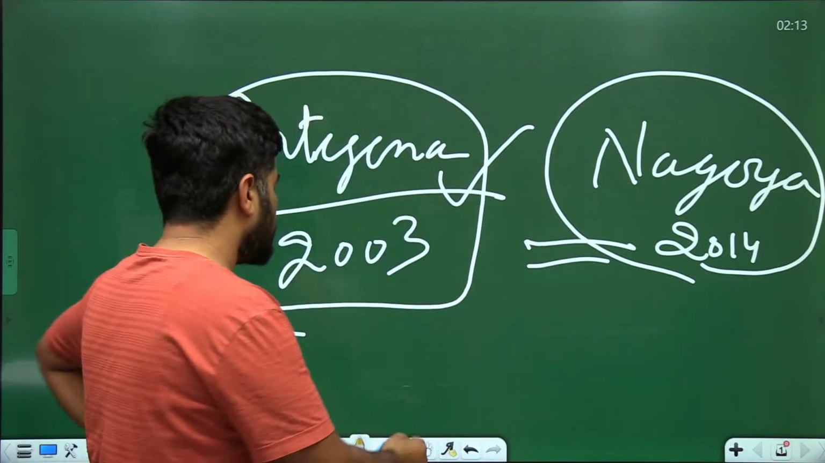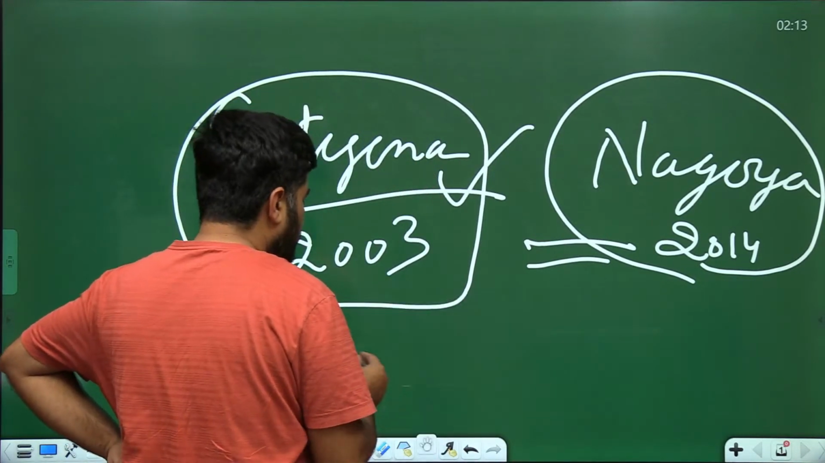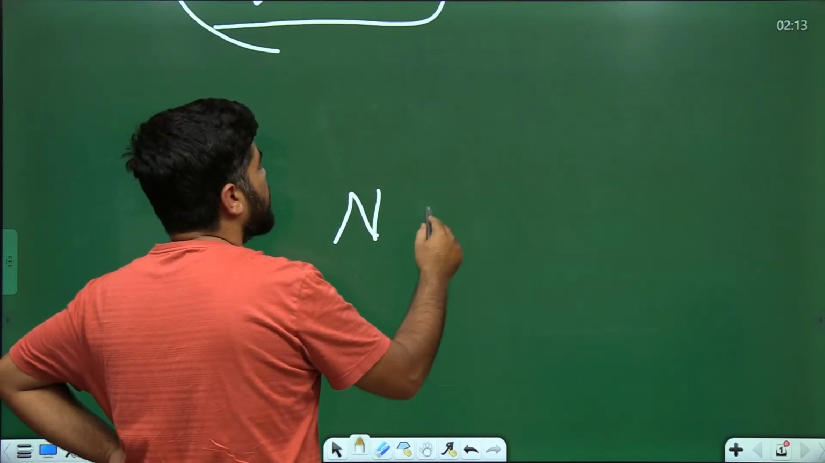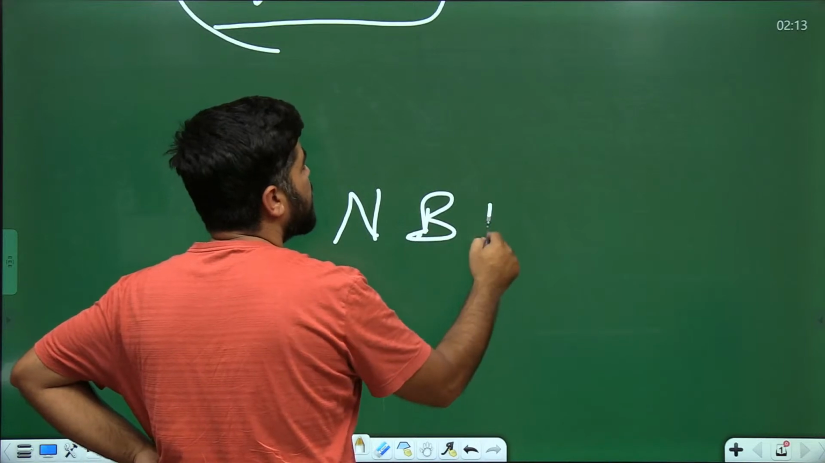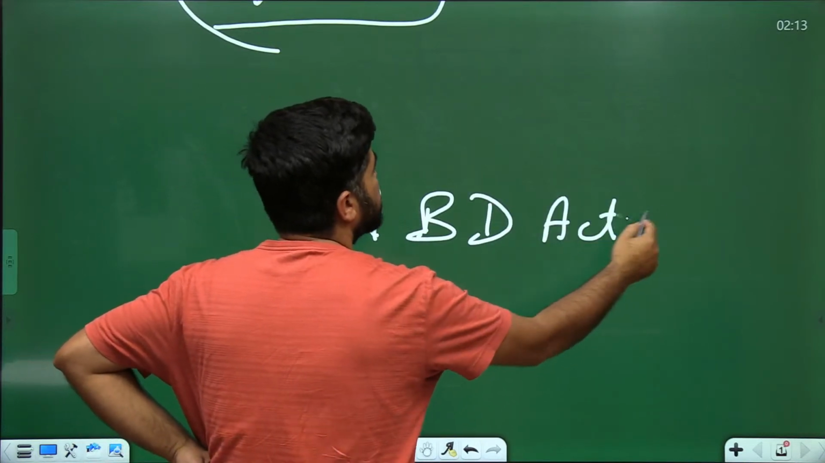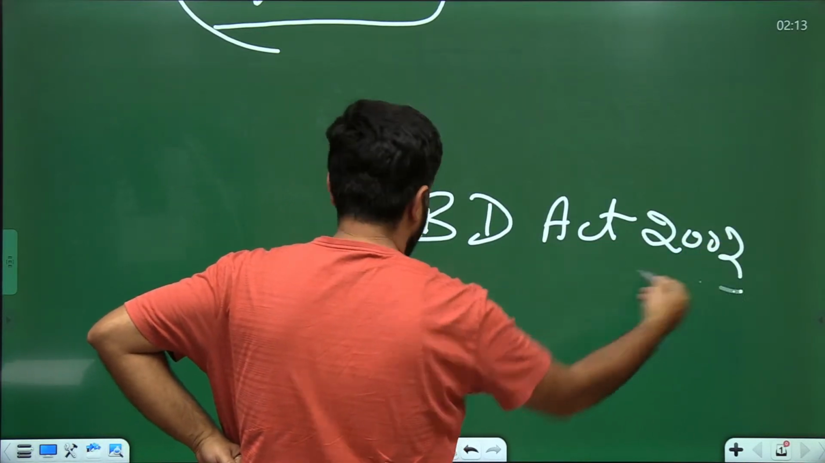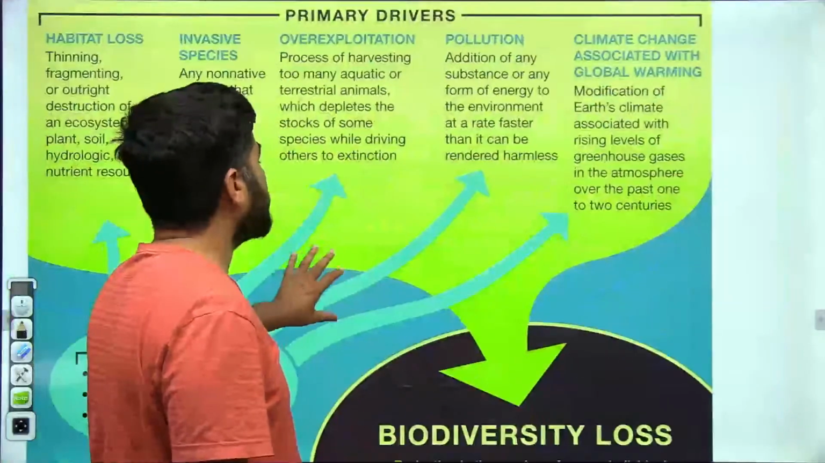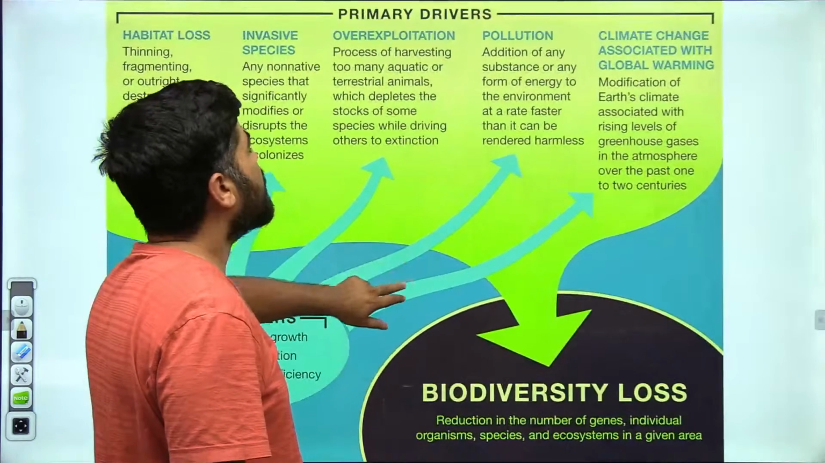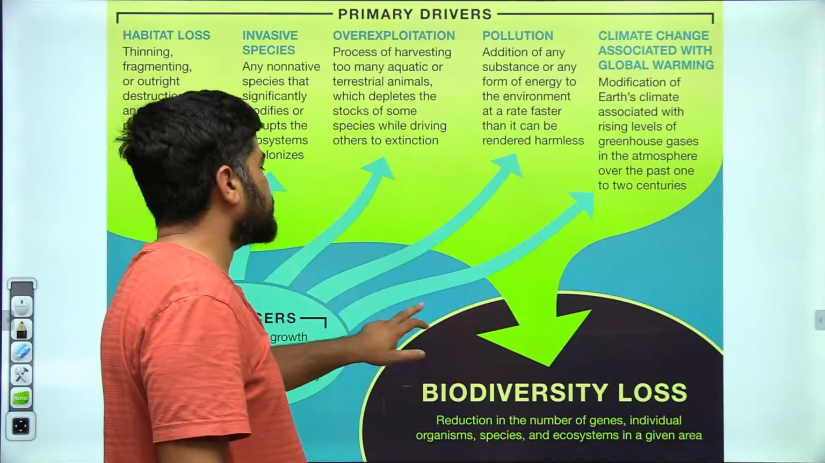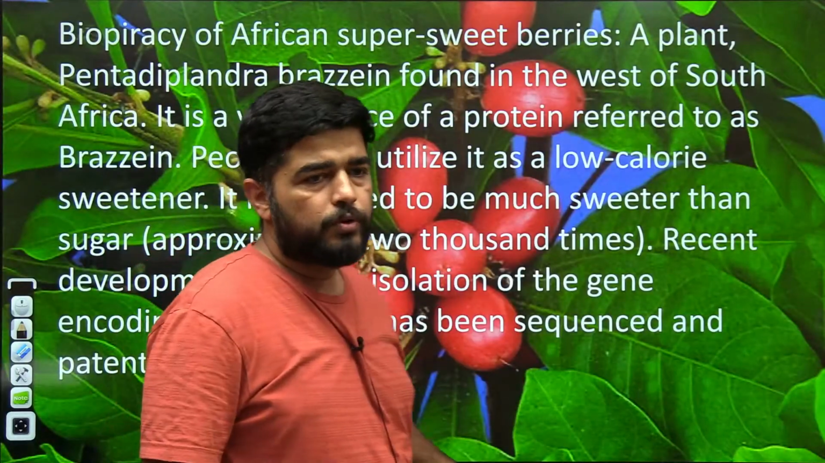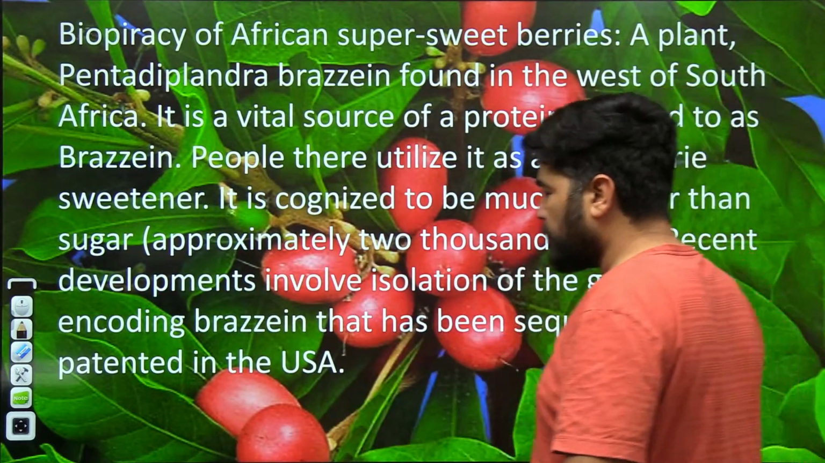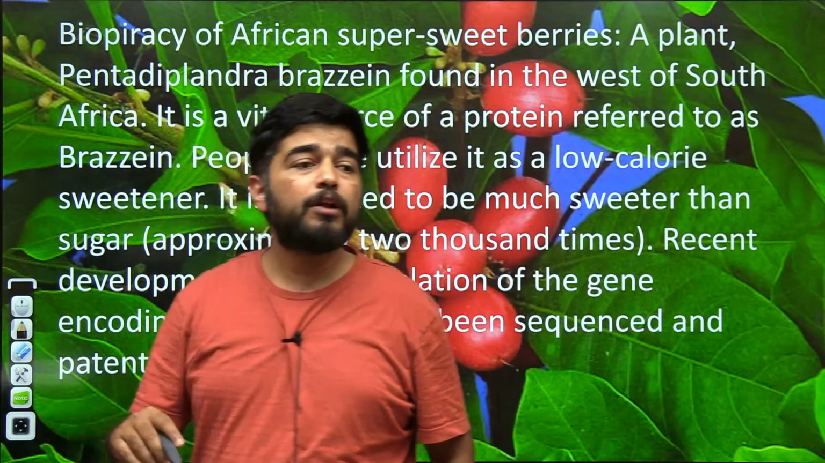in 2002, the Indian government passed the National Biological Diversity Act 2002. We can say Biodiversity Act also, or Biological Diversity Act 2002, and we are amending this. You don't have to read from this. This is an example of biopiracy.